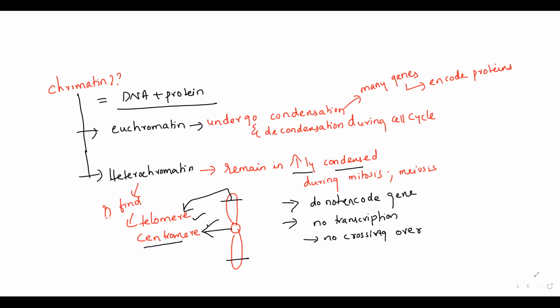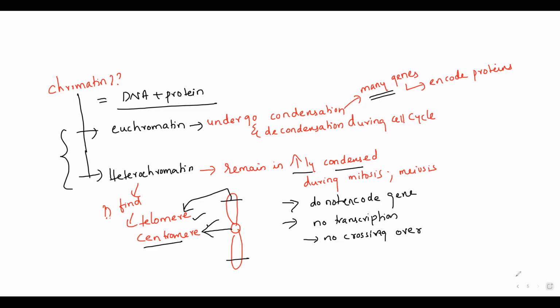I hope you understood what is chromatin. Chromatin is DNA with complexes of protein, that is histone proteins, and your chromatin is of two types based on how actively it is transcribing or how actively it is participating in encoding the genes, whether or not encoding the genes.